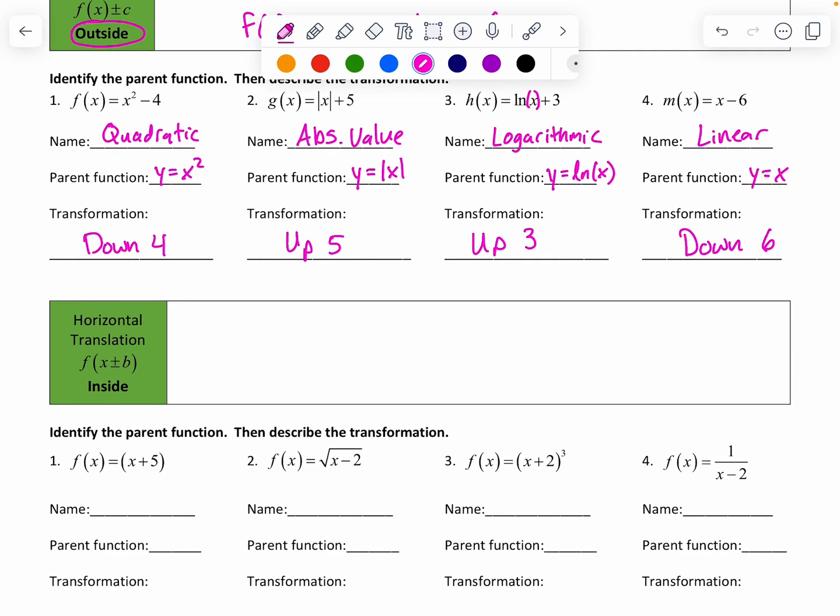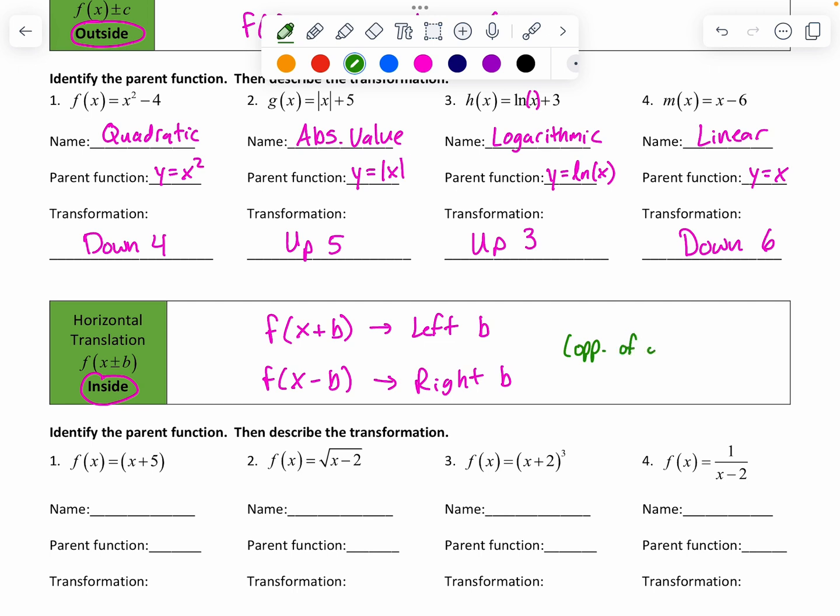The other type of transformation we're going to see are horizontal translations. So this is when it's inside the function. So when it is inside the function, that's when you've got an f of x and the transformation is happening inside of it, so inside parentheses or inside the function. So if you're adding inside the function, that's going to make it go to the left, whatever amount you're adding. And if you are subtracting inside the function, that's going to make it go to the right, whatever amount you are subtracting. So really, the way I think about it is it's the opposite of what you'd think.